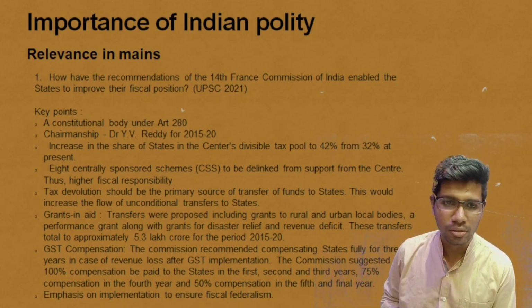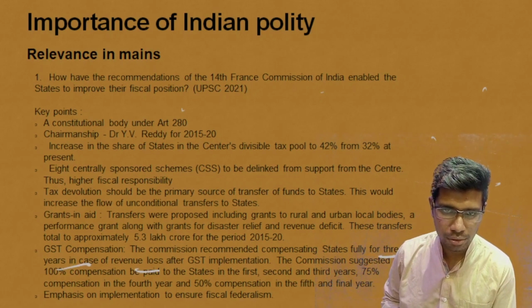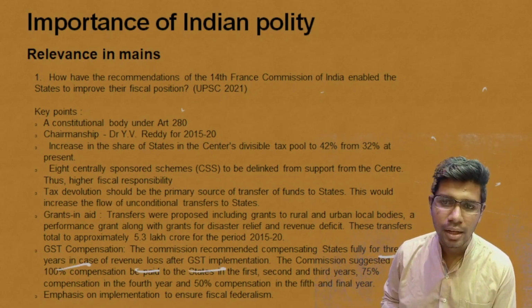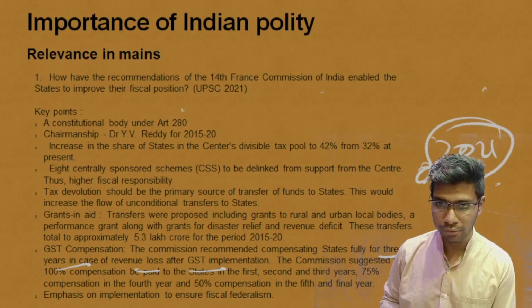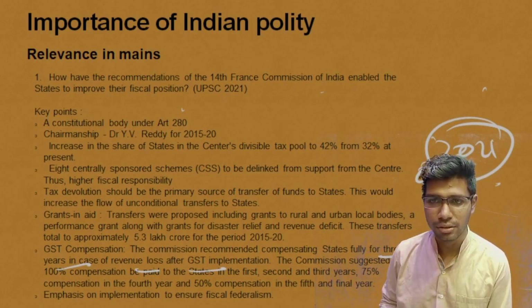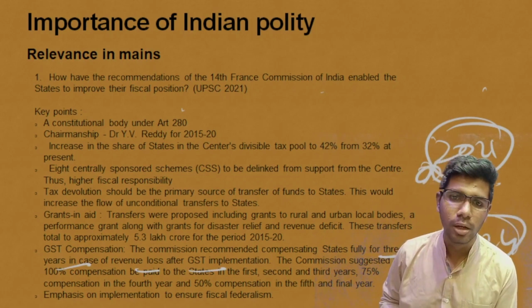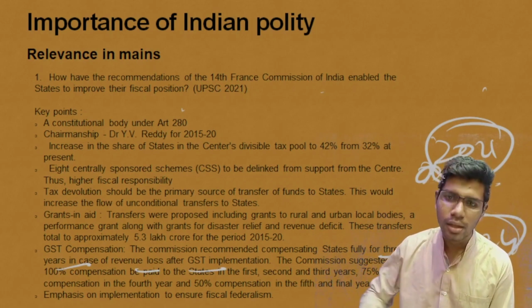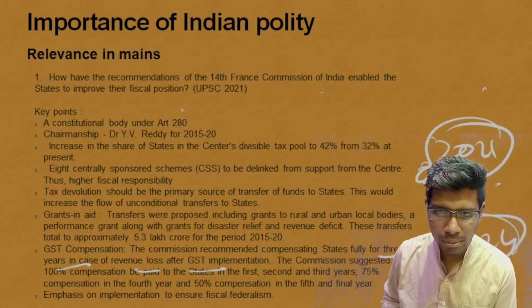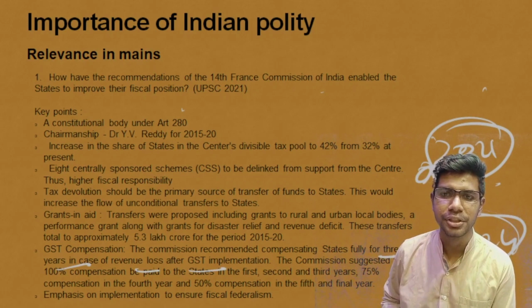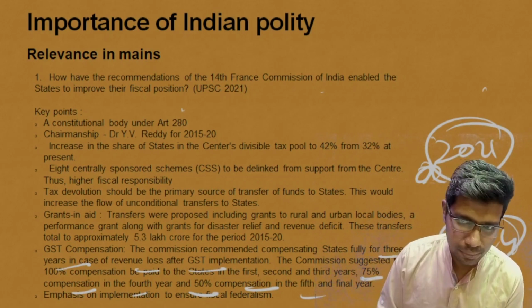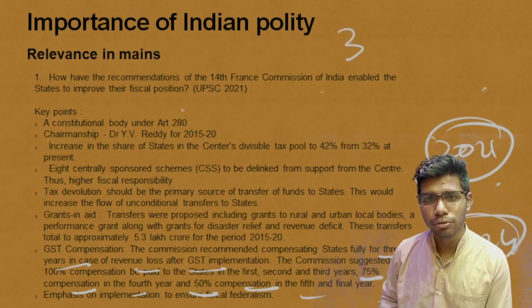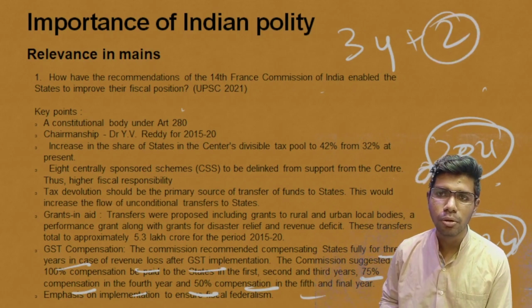And the compensation holds for 3 years in the case of revenue loss after GST implementation. Like, let's say GST is implemented in 2021. For the next 3 years till 2024, they will give you full compensation of whatever loss you have incurred. After the 3-year term, the commission suggested that 100% compensation be made in the first, second, and third years. But after the 3-year term, 75% compensation in the fourth year and 50% compensation in the fifth year only, right? So beyond 3 years also, they will provide you two more years of compensation.